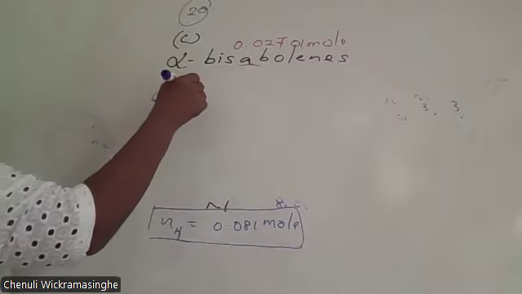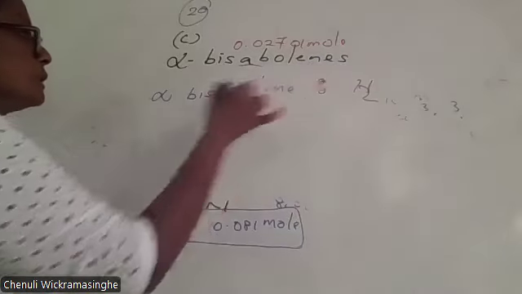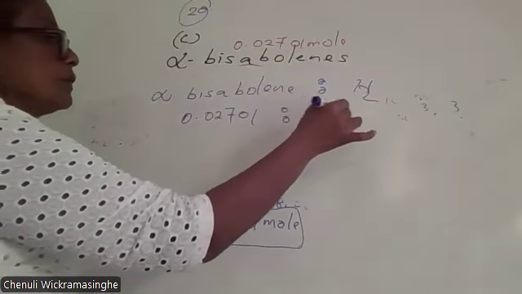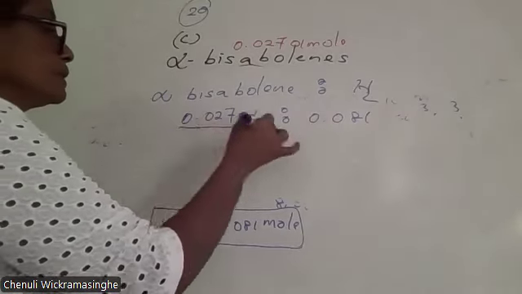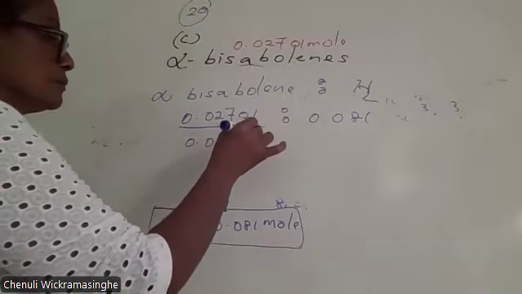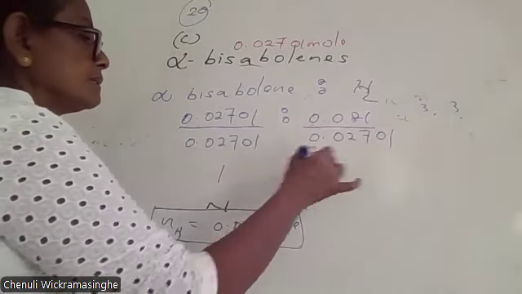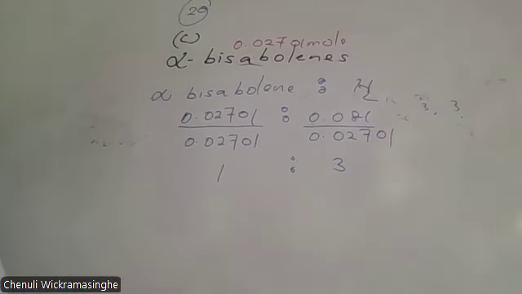So the alpha-bisabolene to hydrogen, the ratio is 0.02701 mole reacts with 0.081 mole. Therefore, to get 1 mole, you divide both by the smallest number. So this becomes 1 and this divided by 0.02701, the answer becomes 3. So you can see there are exactly 3 carbon-carbon double bonds present in this particular compound, bisabolene. We move on to the D part of the question, the repeat unit.